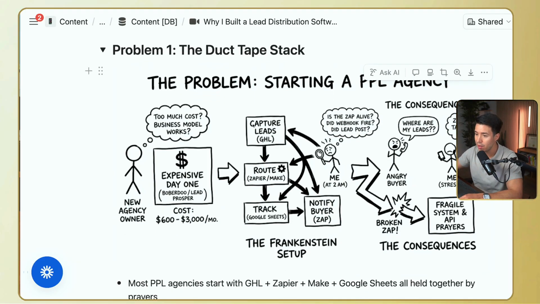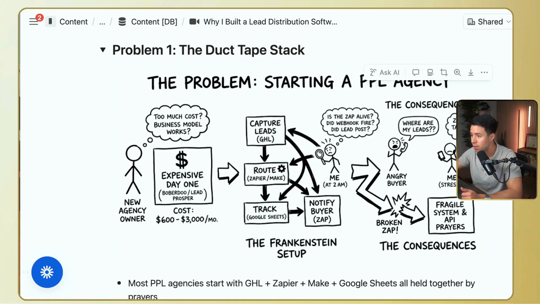You have to capture the leads, route them with a Zap or GoHighLevel or Make. You also have to track the caps of each buyer. So each buyer has a total cap, maybe a daily cap, maybe a weekly cap. You have to track all of that, set up some Zap, notify the buyer with some custom email notification, or just send it directly to their GoHighLevel. Is the Zap alive? Did the webhook fire? Did the lead post? You're kind of confused. No real way to track the status of those leads, right?